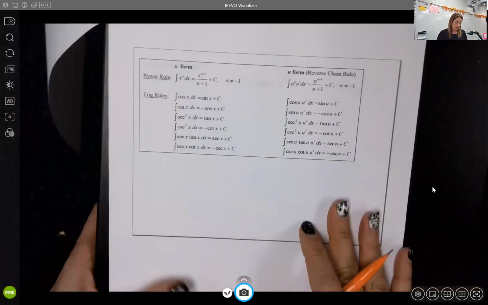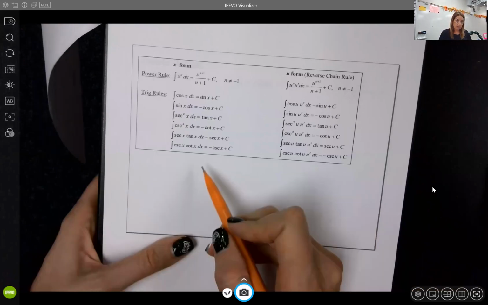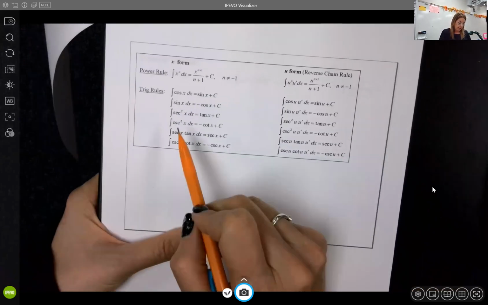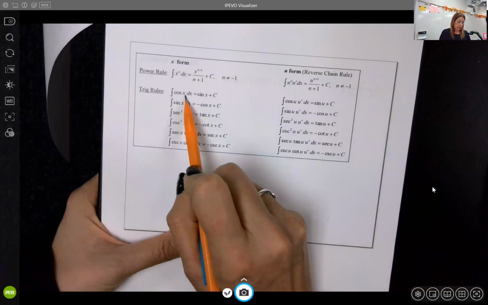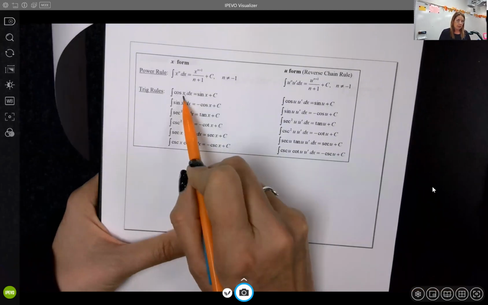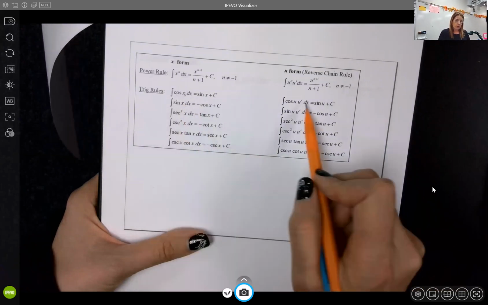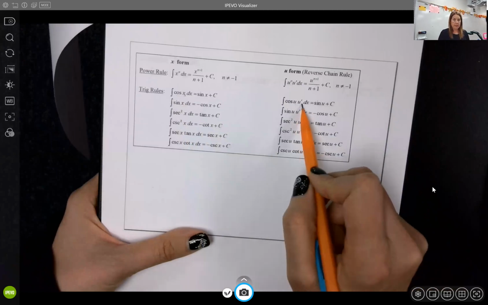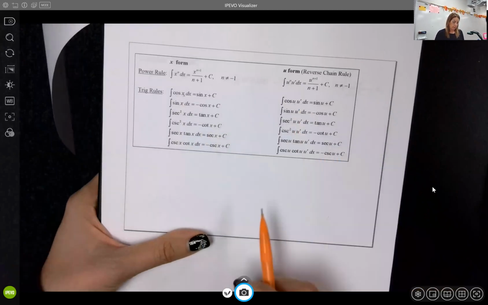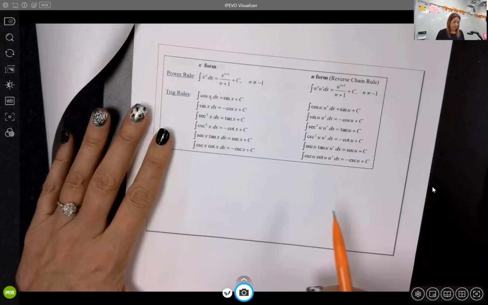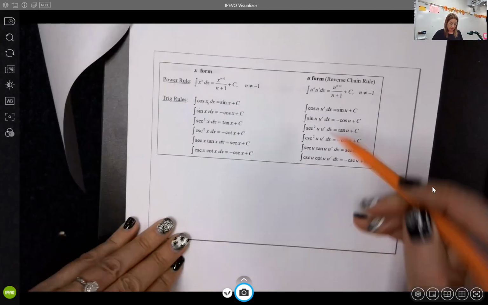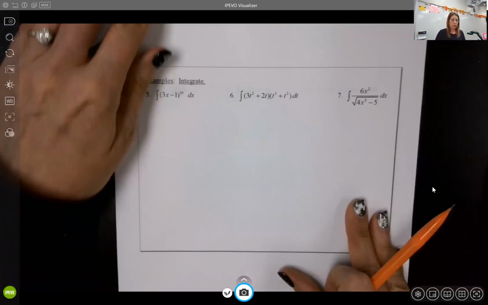On your derivative sheet, or on your trig derivative rules, you notice that we have cosine of x as the integral. So all I'm going to do is change the x to a u, and then write u prime next to it. So that's what this notation means, which you'll find out more as we go along.